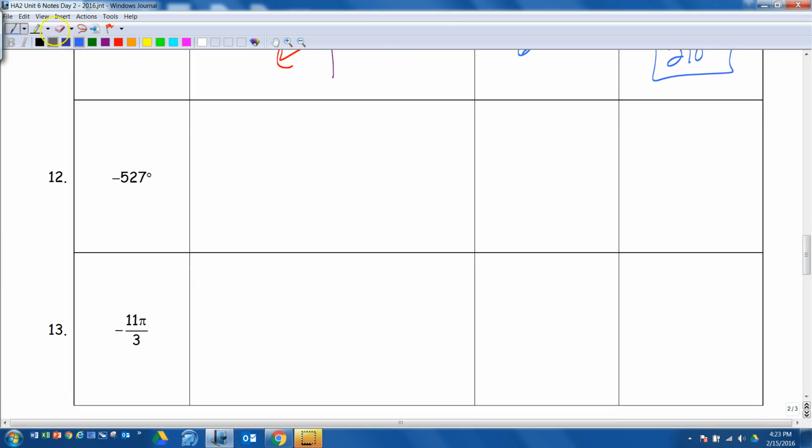Alright, so the next one, negative 527, you have to do some math there. So 527 minus 360, you have another 167 left after you go all the way around. But I'm going in the negative direction, so there's the full 360. Now I need 167 more, which is almost 180. So that is negative 527 degrees.